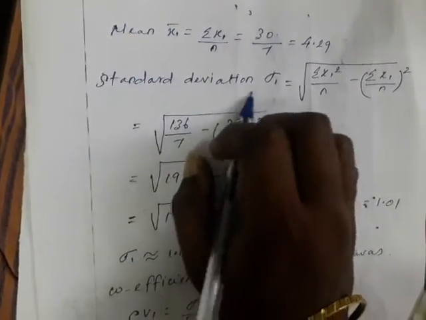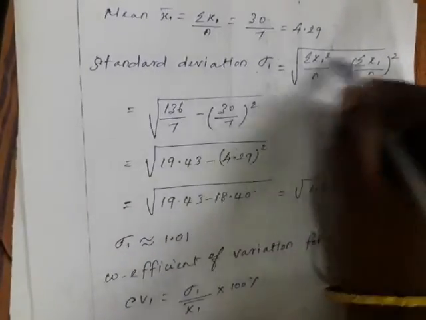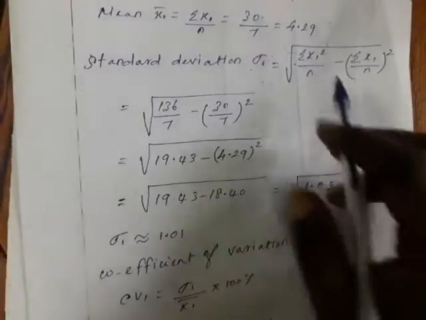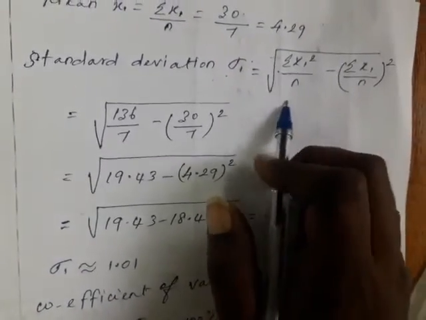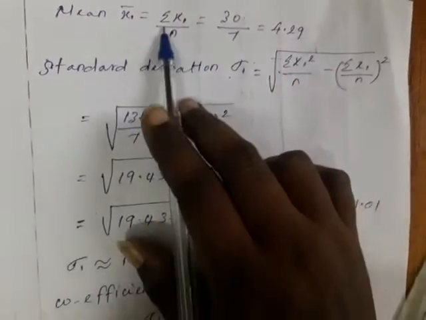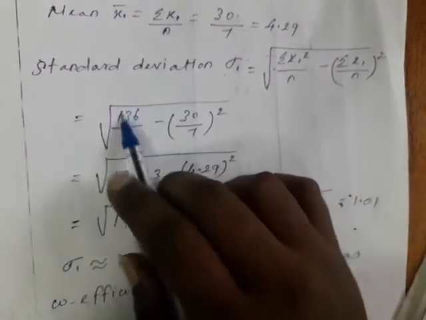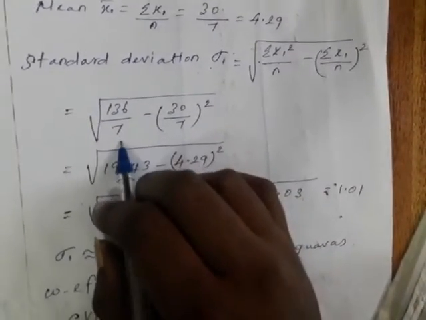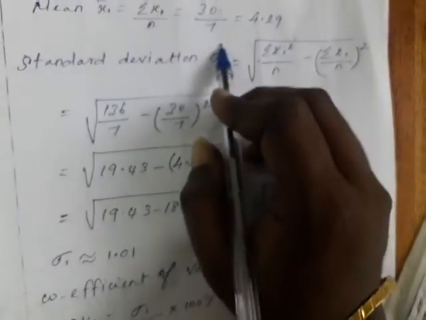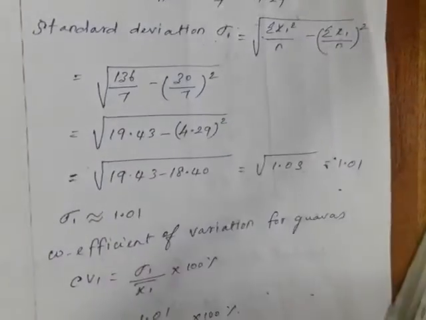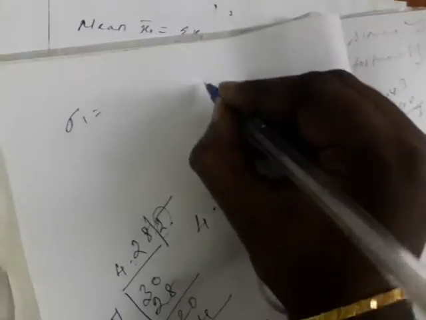Next is standard deviation. Sigma 1 is equal to, what is the formula? Square root of summation of x1 square by n minus summation of x1 by n, the whole square. That means x1 bar. Okay, so summation of x1 square is 136 by n value 7, minus 30 by 7. Directly we know the value is 4.29. So summation of x1 is 30 by n value 7, the whole square. So 136 by 7 you have to do the division.